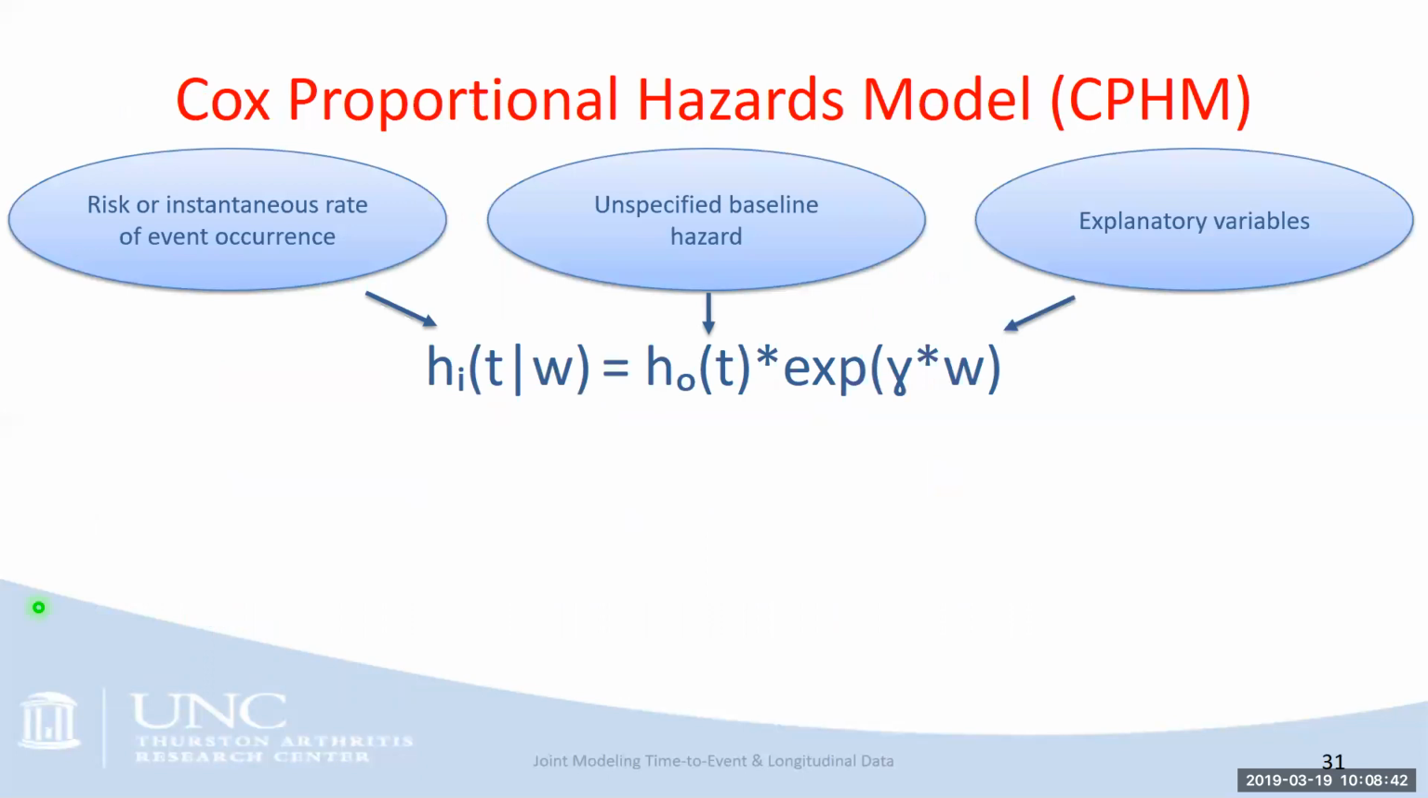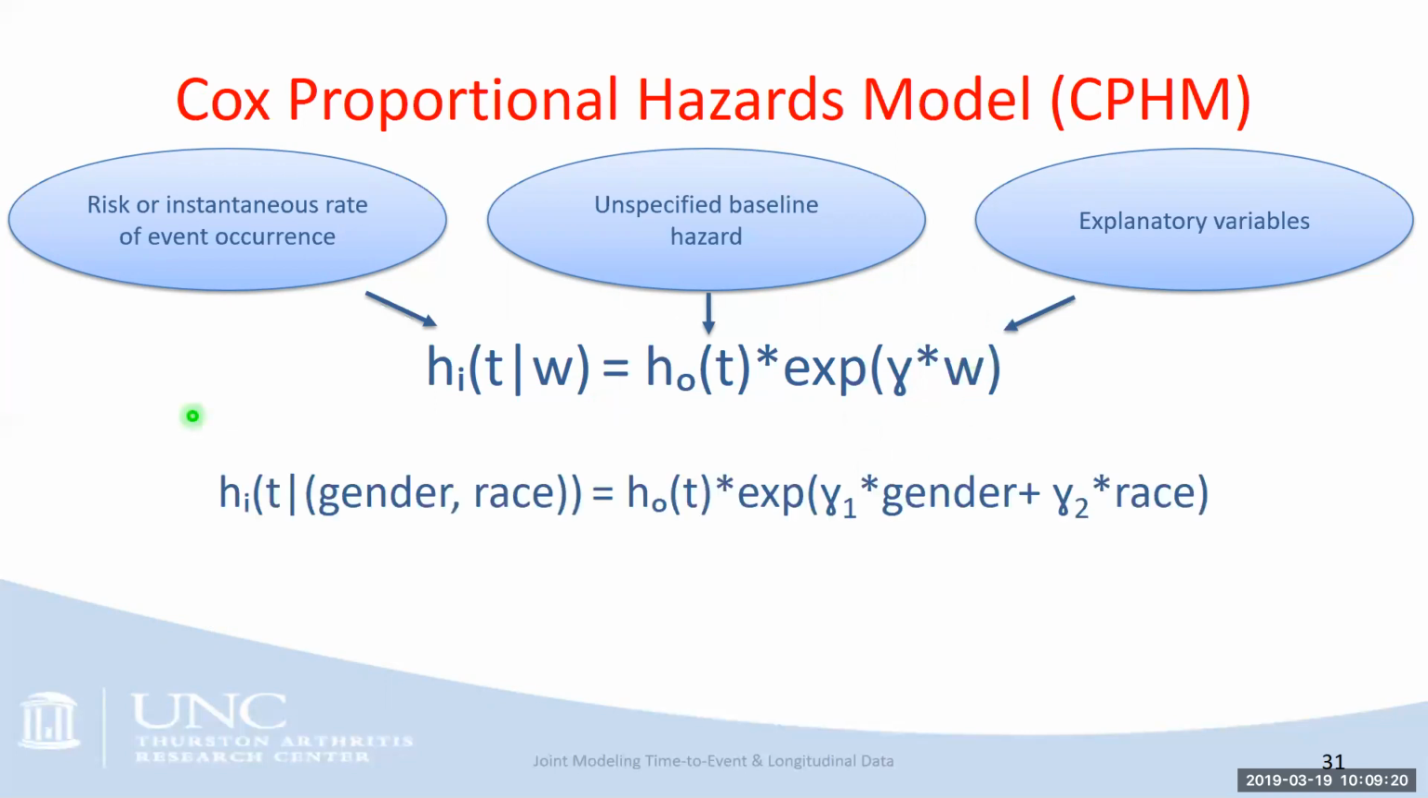So just to remind you about the hazard function, this is used to really express the risk. We can also think of it as an instantaneous rate of event occurrence, and it is related to the unspecified baseline hazard. There's a feature of the Cox proportional hazards model: you don't have to specify the form of the baseline hazard, as well as what we are really interested in here, which are our explanatory variables. So we have a vector of coefficients gamma for each of our explanatory variables, W.